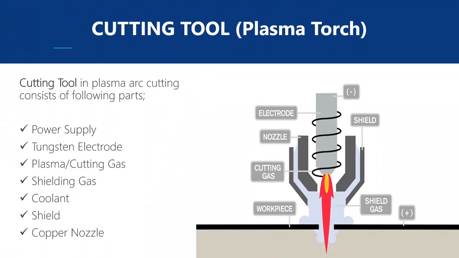The cutting tool is also called the plasma torch. These are the main components of the cutting tool. Obviously, first of all we supply the power. This is the electrode, this is the copper nozzle, this is a shield. We provide a shielding gas here. This is the cutting gas that forms the plasma, and this is the workpiece.